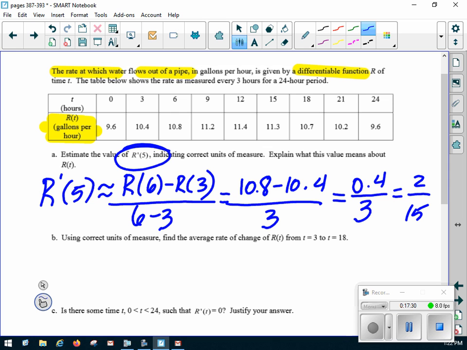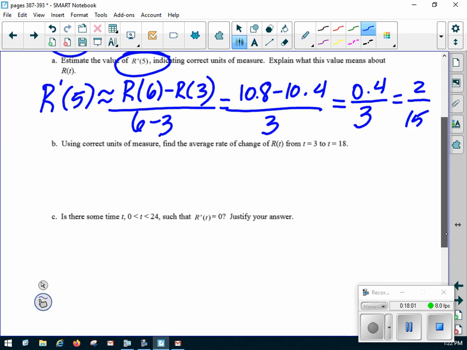What are the units of measure? No. Why? The rate is changing. This was in gallons per hour, and I took its derivative. So it's going to be gallons per hour per hour.